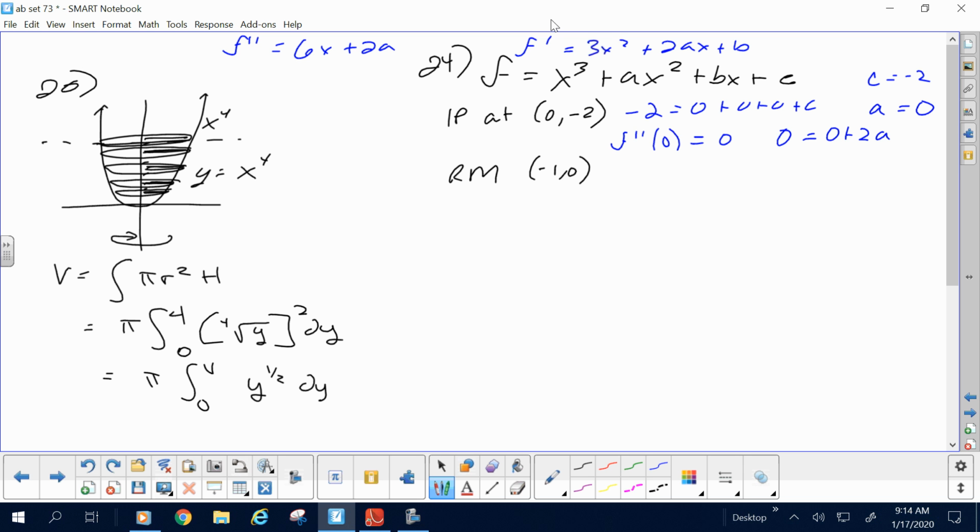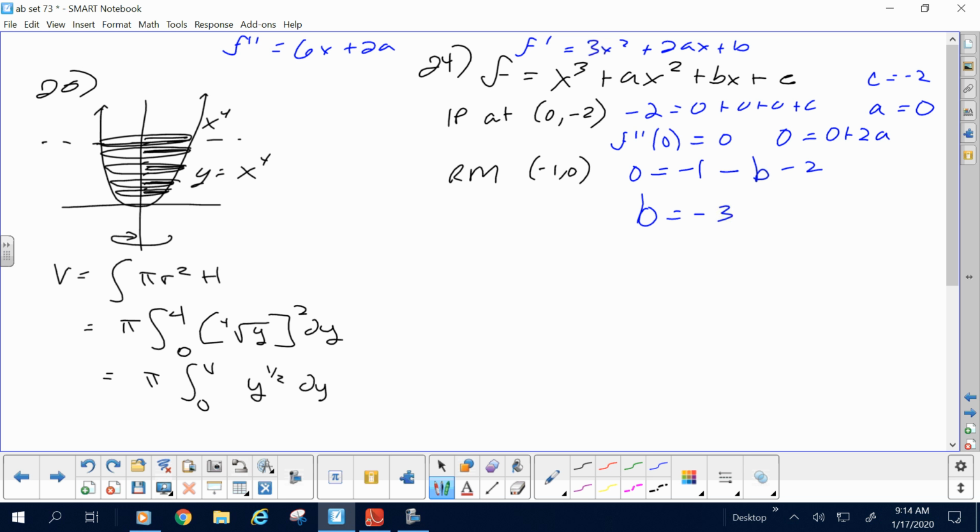Again, that's two facts they're giving you, not one. First of all, I know for a relative max we can do the first derivative, but isn't that a point on the curve? And as a point, that would imply 0 equals negative 1, this is gone because a is 0, minus b minus 2 equals 0. So therefore, b is negative 3.